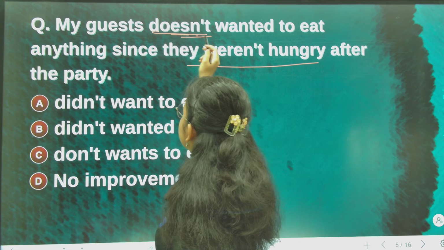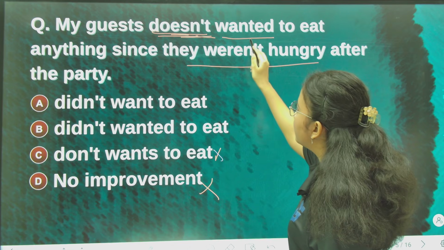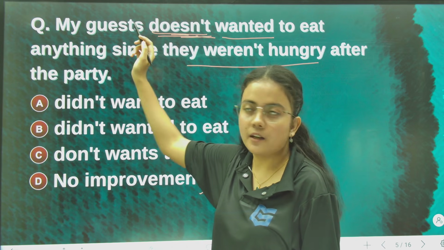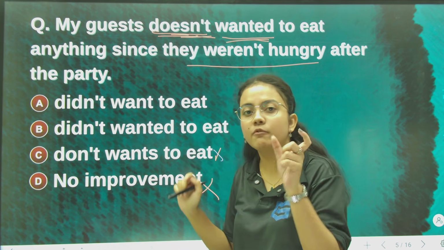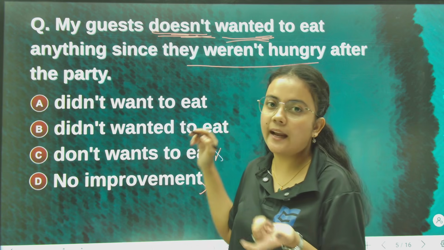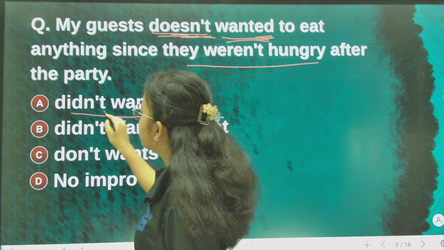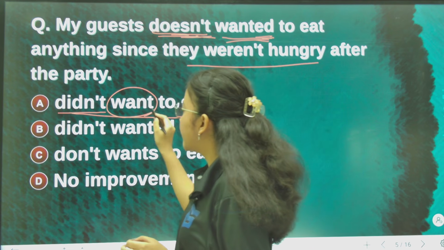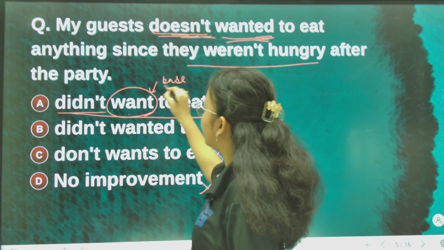And when we add the auxiliary verb 'did' before the main verb, what happens? The main verb stays in its base form and the tense does not change. Okay, so 'didn't want to eat'. Here the auxiliary verb 'did' comes first, and the main verb 'want' stays in the base form. This is the base form.